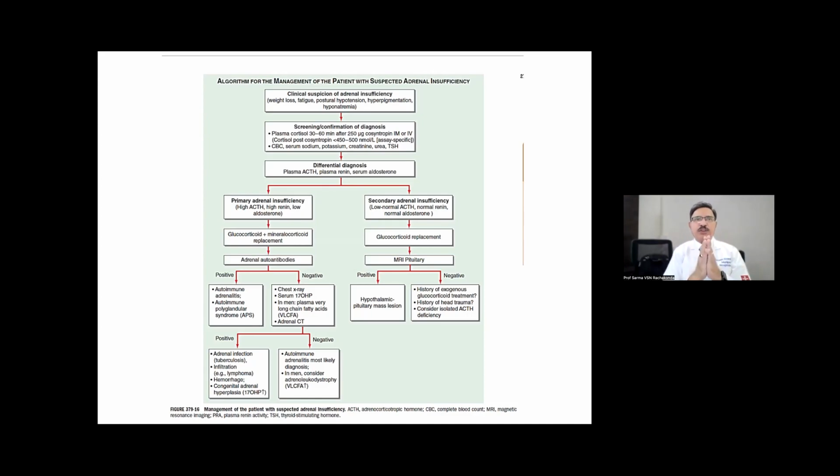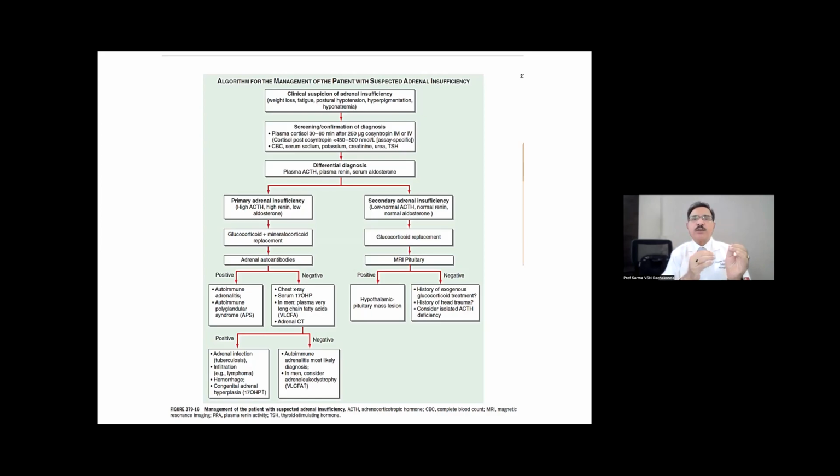So, in a nutshell, how do you do it? First of all, I have a suspicion. How do I suspect? Hypotension, hyponatremia, hyperkalemia, pigmentation, low energy levels, in a female around middle age, as this mostly occurs in middle age. Suspect these symptoms, and hypoglycemia.